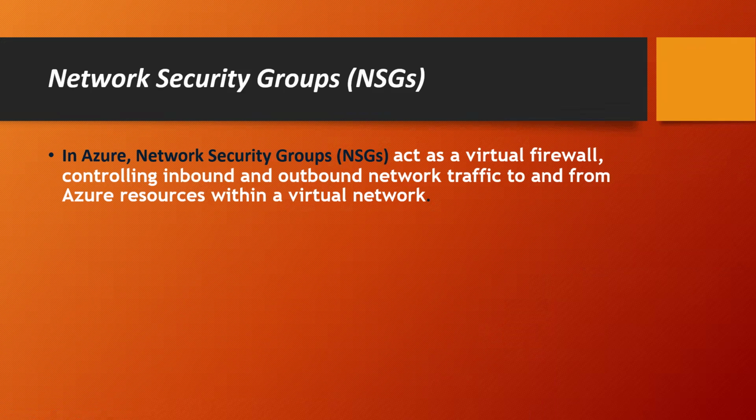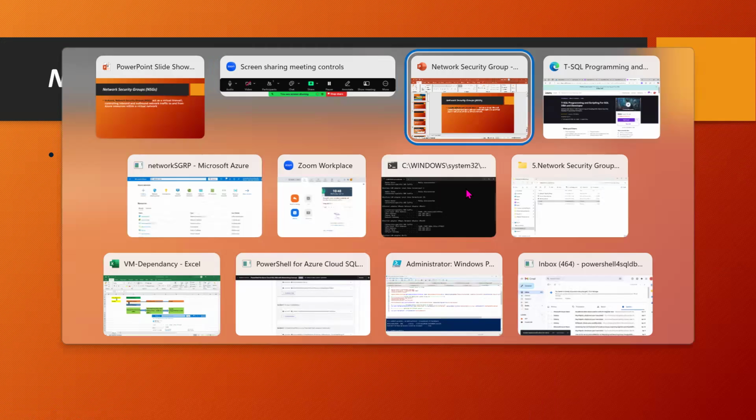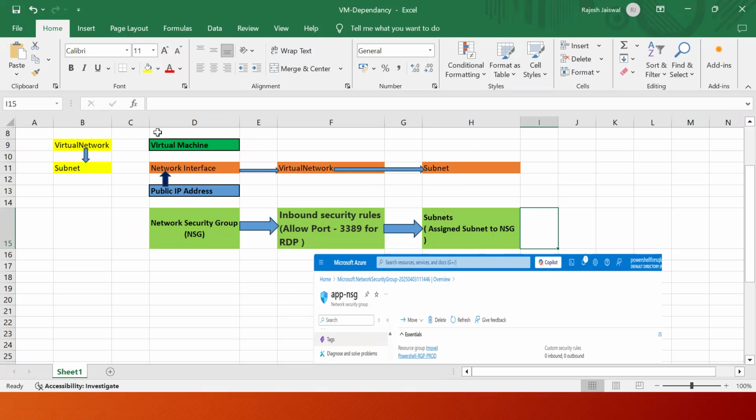Before discussing the theory, we'll go to my Excel, where I have already explained that if you want to create any virtual machine, you have to create multiple aspects. You have to create the network security group, and we have to attach this network security group to the virtual machine. To create a network security group, it's required to create the virtual network, and to create the virtual network, you have to create the subnet. What is the subnet? What is a virtual network? What is the IP range, the address space? Everything I have explained in my videos.